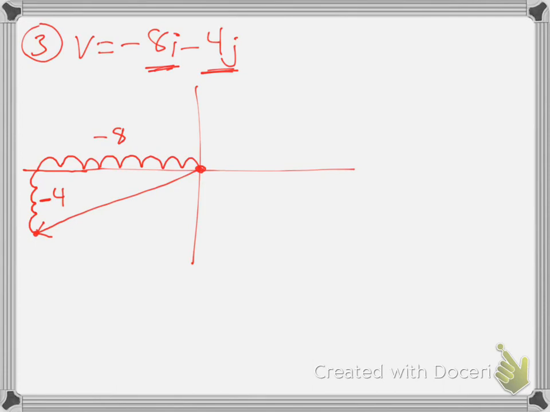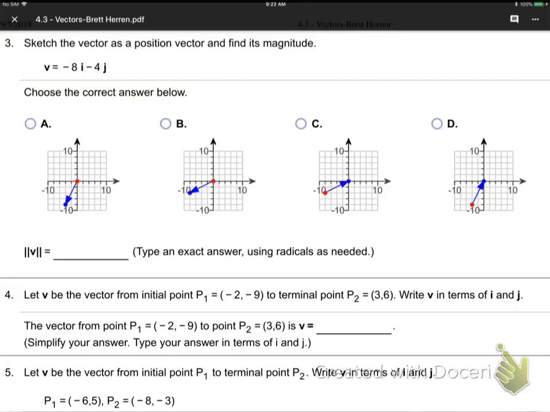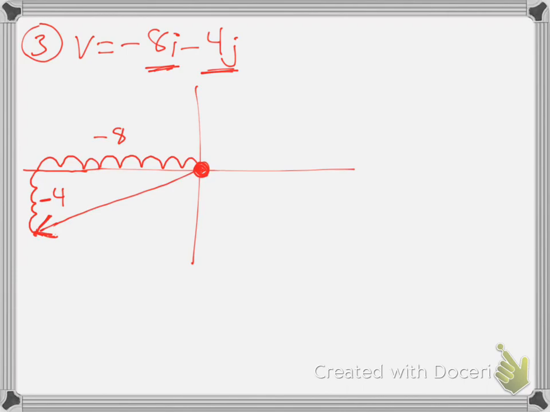So there it is, and notice it's an arrow, right? So it always has a starting point and an ending point, an ending arrow, like that. So that's the vector. Back 8, down 4. And do they want the magnitude? They do. So can you find the magnitude, the length of that vector v there?